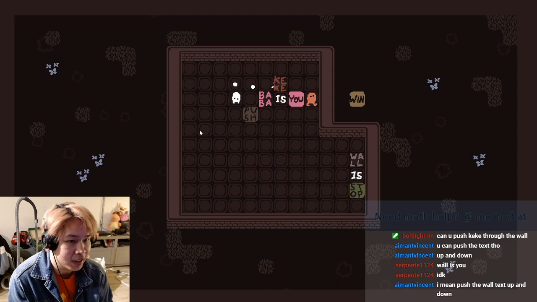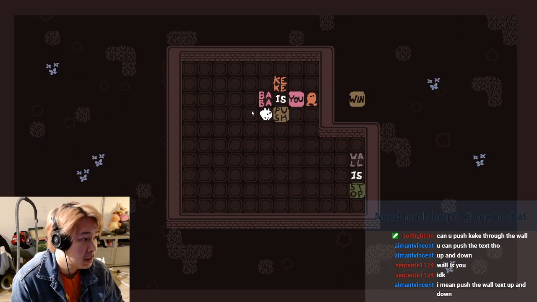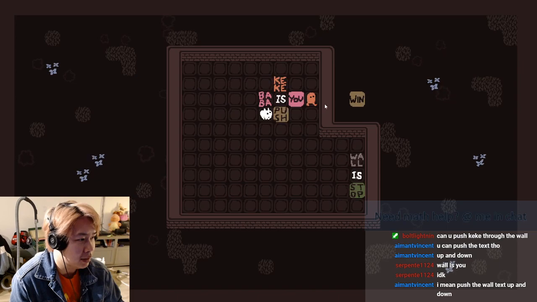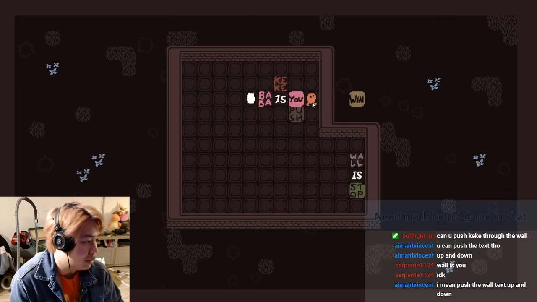Okay, I think this might be it. So right now, Kiki's pushable. So if I push this entire sentence, I will push Kiki into the wall, maybe. Nope, never mind. The wall stops everything.